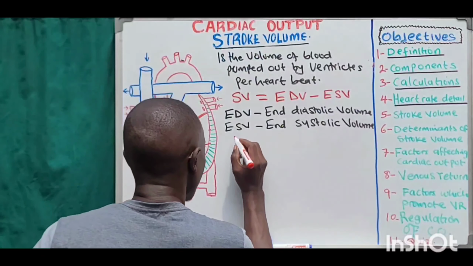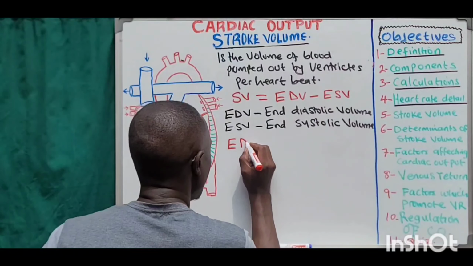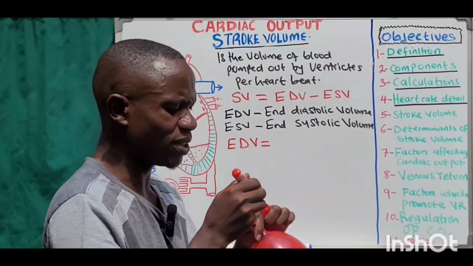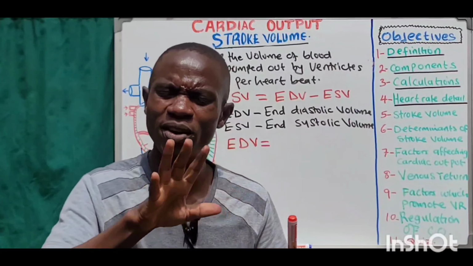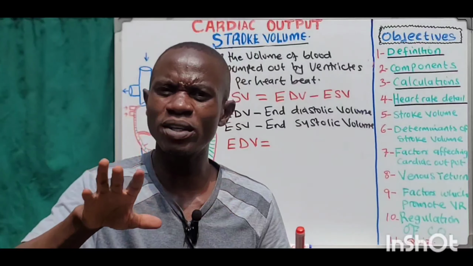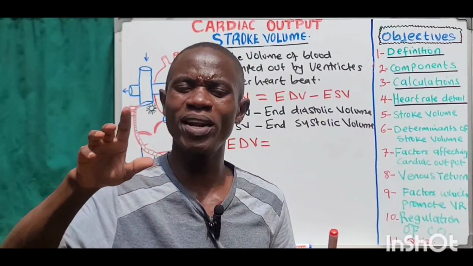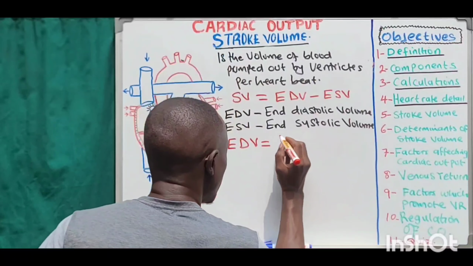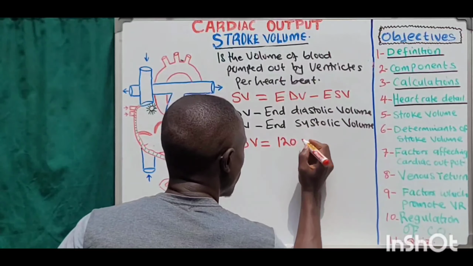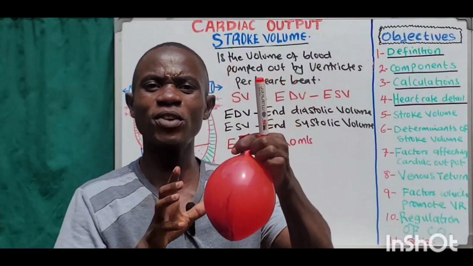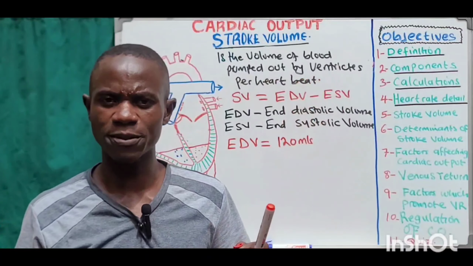Okay, so now this one here is what we call end diastolic volume, and on average it is generally close around 120 to 140 milliliters. But for right now, I'm going to be taking 120 milliliters. So this is the volume of the blood in the ventricles before they contract.